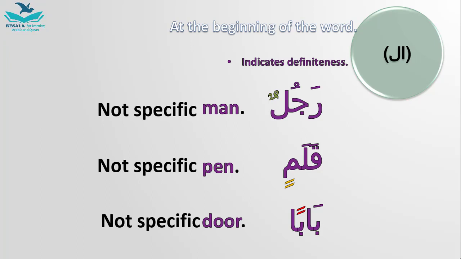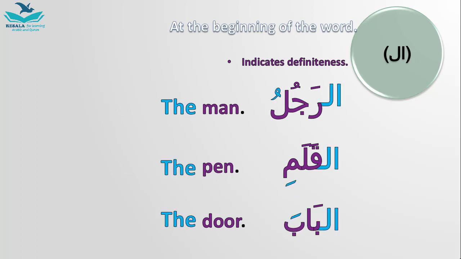Look at this example we have. Rajulun, with tanween and without alif wa lam, of course, like you see. So what is the meaning of this word like that? It's not so specific now. Look at this change. I removed the tanween and added alif wa lam at the beginning. The meaning now becomes "the man", ar-rajul.